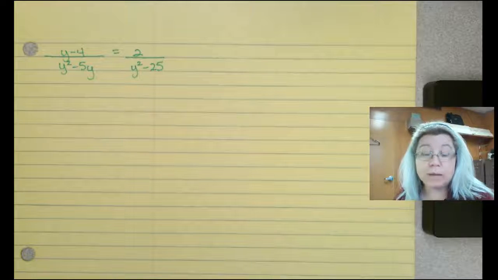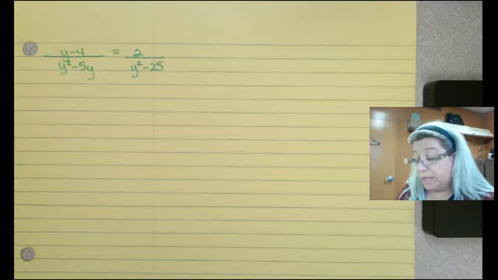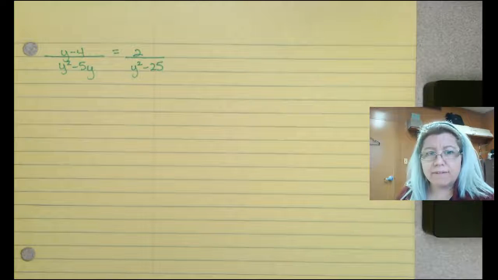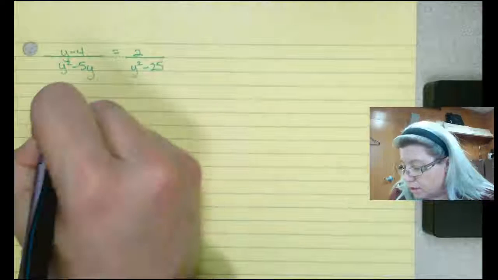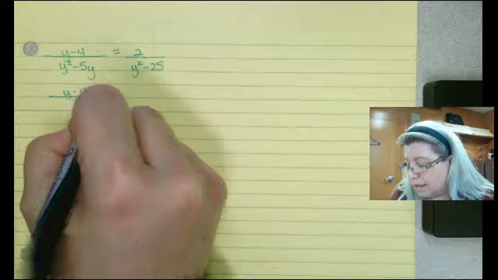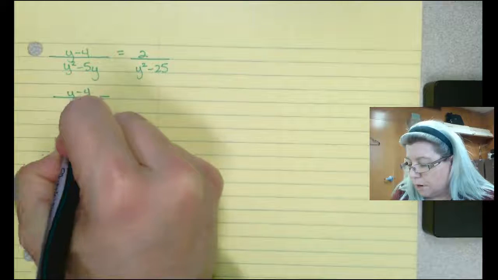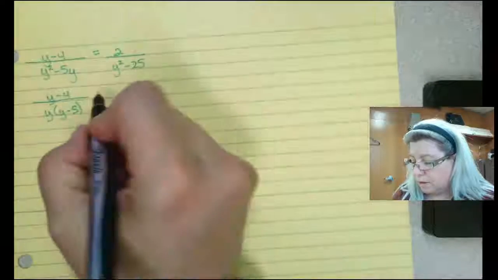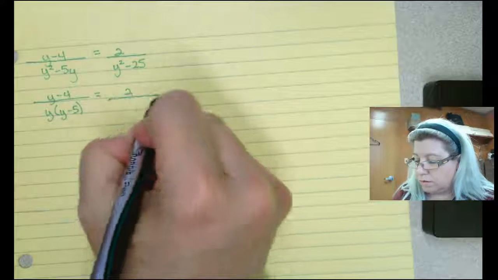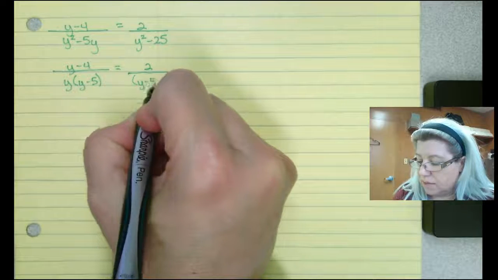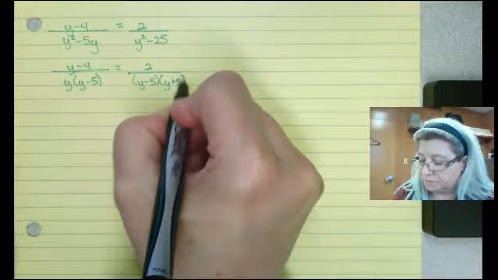Y minus 4 all over y squared minus 5y equals 2 over y squared minus 25. We need to find the LCD, but I have no idea what factors I have here until I factor the denominators. So y minus 4 over, the factors of y squared minus 5y is y times y minus 5. 2 all over, and we're going to factor y squared minus 25. It's going to be y minus 5, y plus 5.